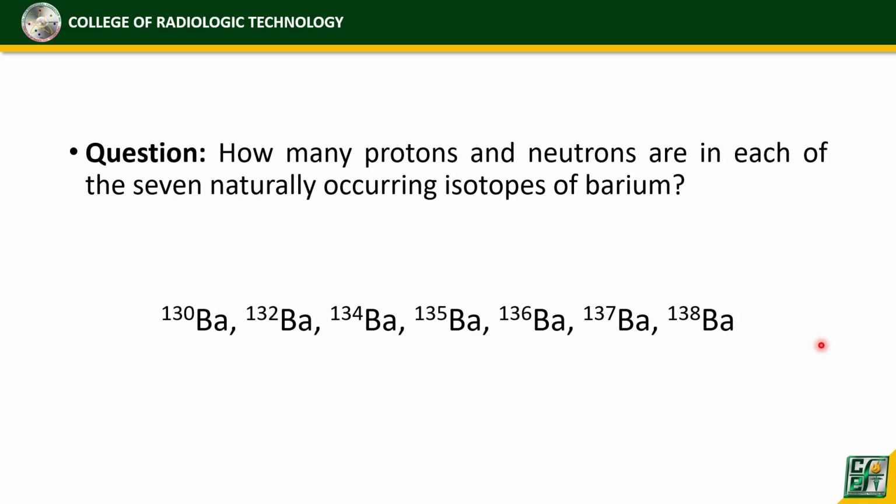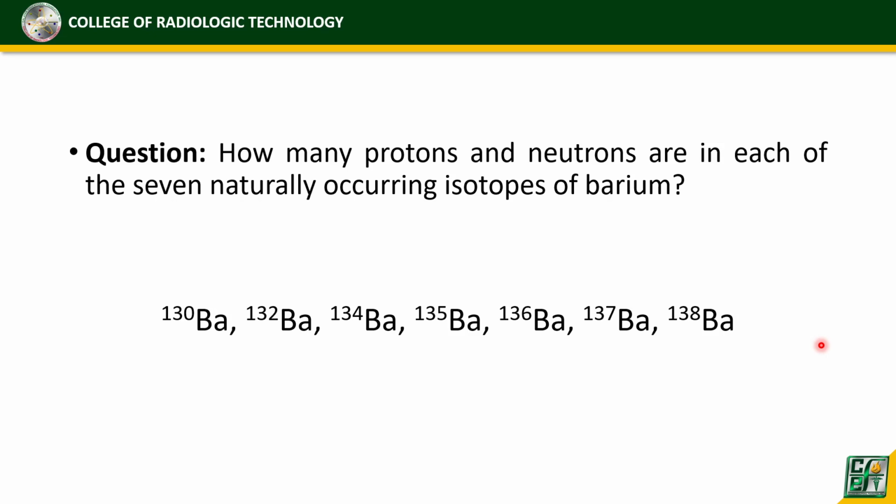Bakit? Kasi nga, sabi naturally occurring isotopes. Diba? Nandiyan na sa question yung clue na 56 lahat ang kanilang atomic number. Kasi isotopes have the elements or atoms having the same atomic number. So 56. So ang kukunin nyo na lang, hanapin nyo na lang is yung neutrons or number of neutrons ng bawat barium isotope.